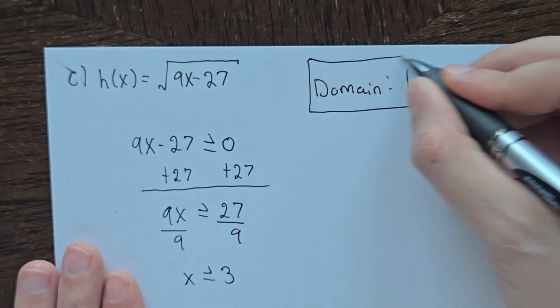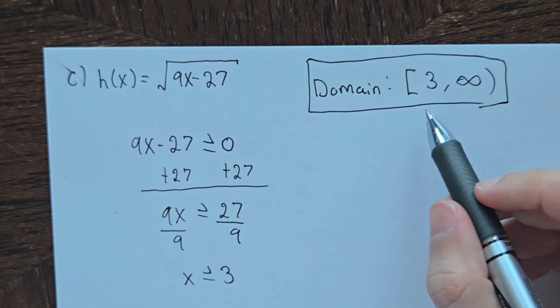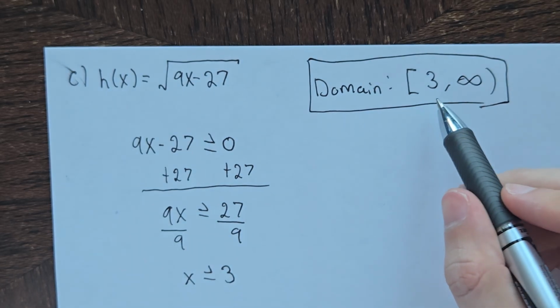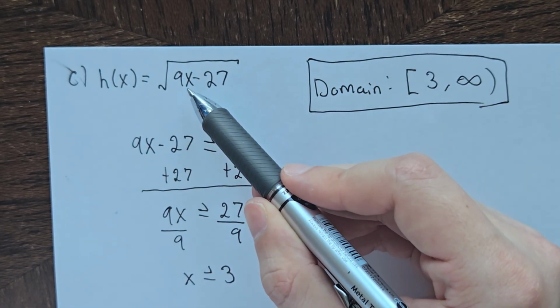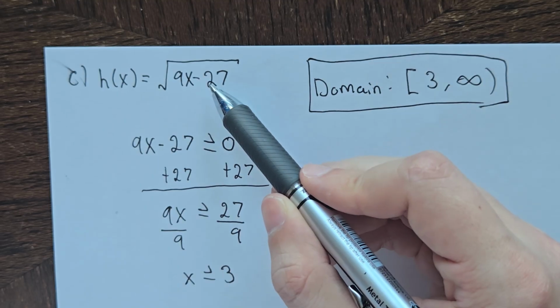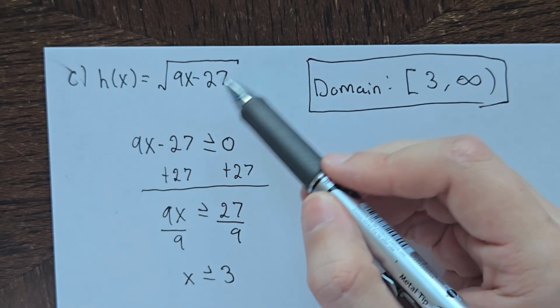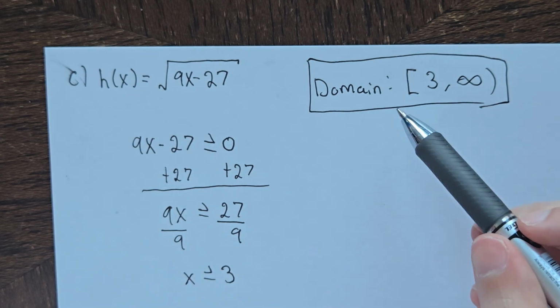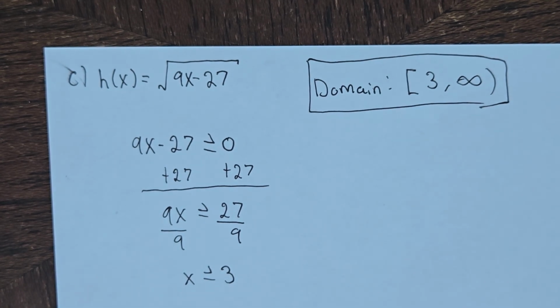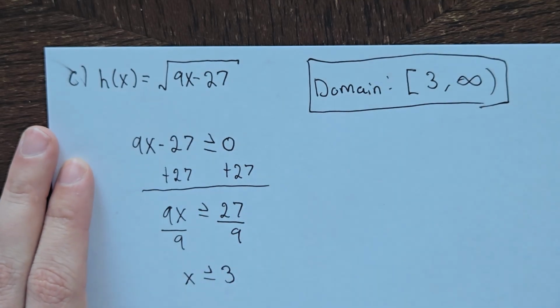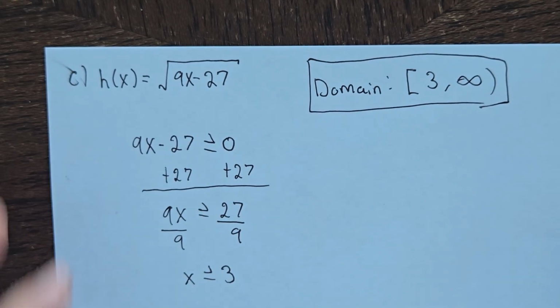Let's just think about choosing a number outside of the domain for a second, like 2. Then 9 times 2 would be 18. 18 minus 27 would be -9, and then -9 wouldn't work because I'd be taking the square root of a negative number, right? That's why we have to have only numbers greater than or equal to 3, and that's why we set up this inequality to show us what works here, okay?